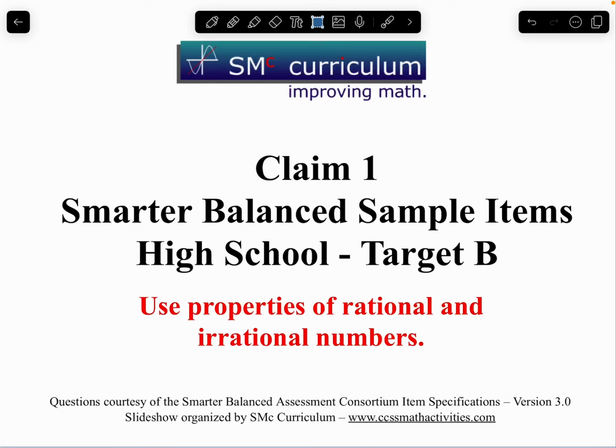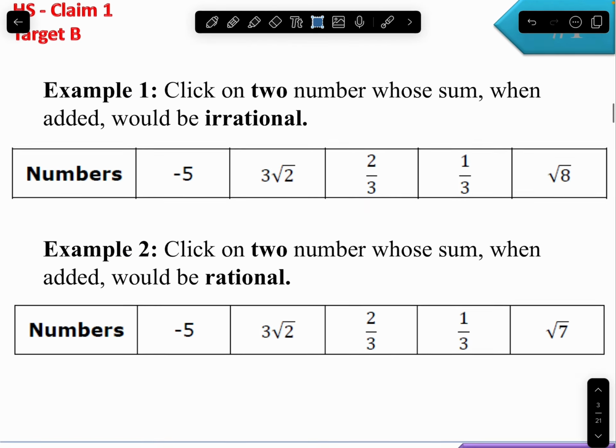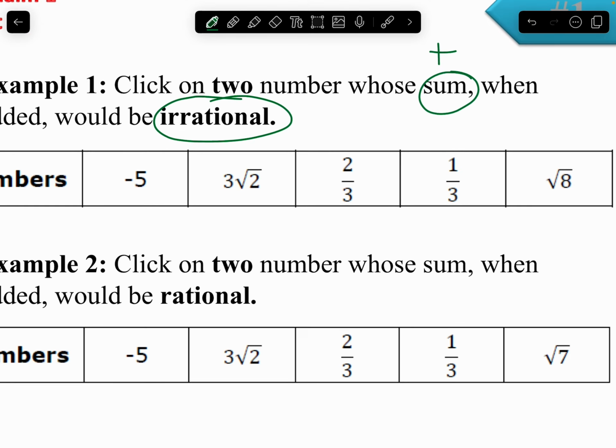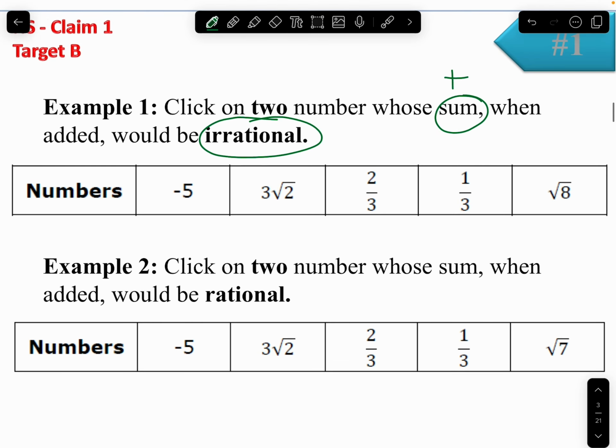Target B. This is using properties of rational and irrational numbers. Number 1, says click on two numbers whose sum is addition. When added, would be irrational. So remember, irrational numbers are numbers that cannot be written in fraction form.